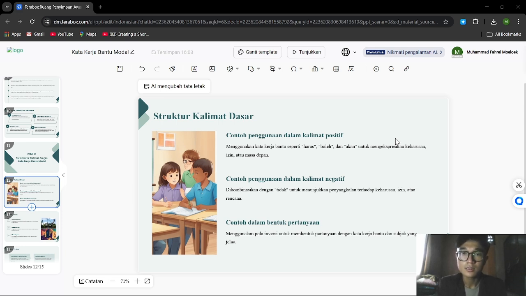The next is negative sentences. To deny something or show prohibition, we simply add not after the modal. For example, you must not smoke here. And the last is question form. We use inversion. This means we move the modal verb to the front before the subject. For example, can you help me?